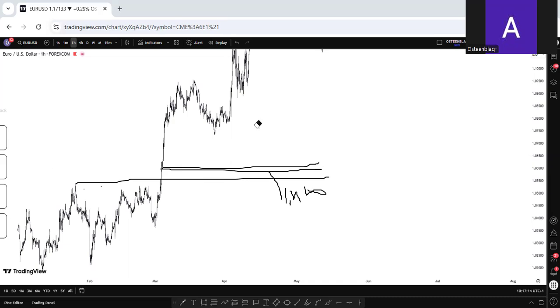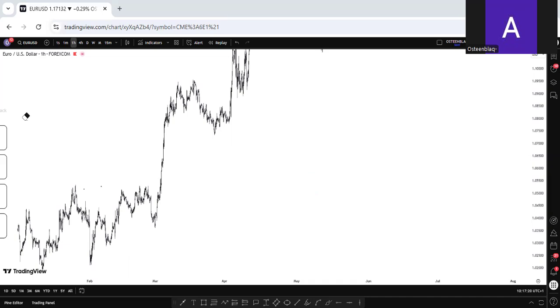Then the last one we are going to talk about for this particular part one is money transfer. What is money transfer? Money transfer simply means when the last support or resistance around the structure range has been properly mitigated, then it means we have proper money transfer.